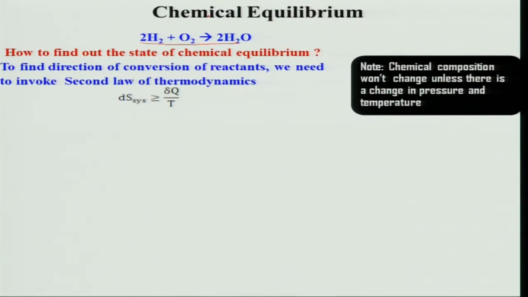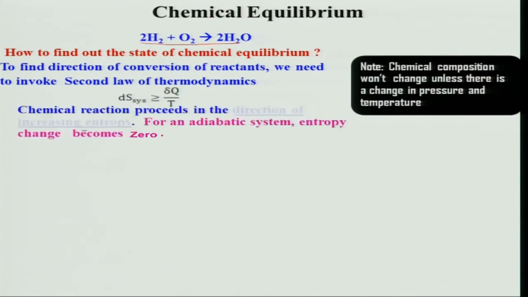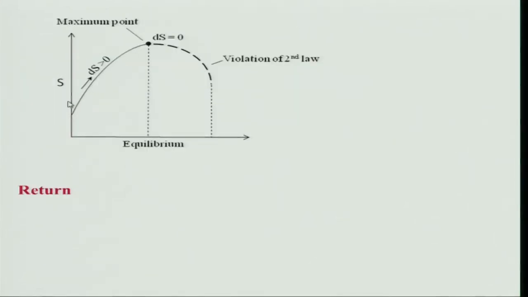This we have already studied. For an adiabatic system, the change in entropy will be 0. That means, if it is greater than or equal to 0, then the system can proceed, otherwise no. For example, if you want to see whether a chemical reaction proceeds in a particular direction or not, there will be an increase in entropy or it will be equal to 0. So, let us look at how this process takes place.